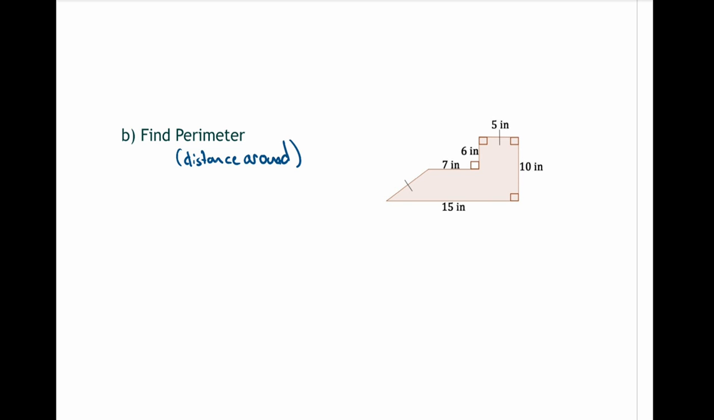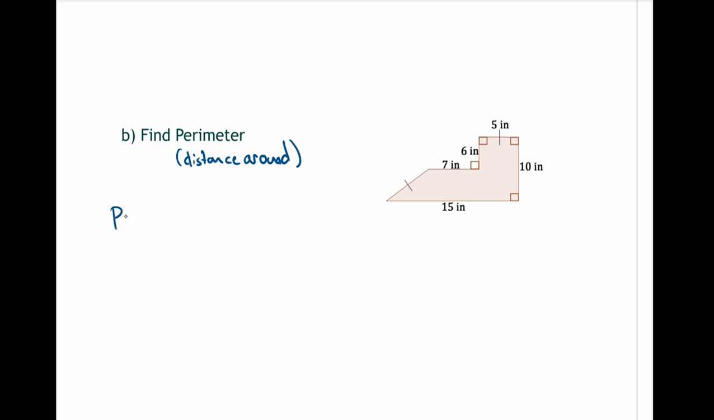So I'm just going to roughly go through and highlight all those sides, just as a reference so we're aware of what we're actually looking for. So those are all the side lengths I need to know, and I'm going to add them all up to find out what the sum is.